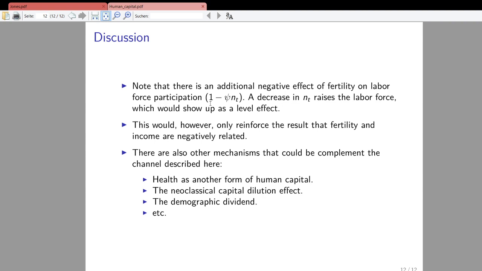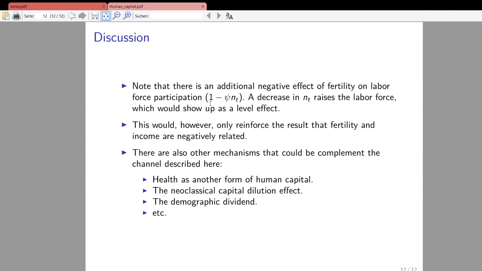For example, if health were another form of human capital, then we might also have quality-quantity effects with respect to health of children. Then we would have the neoclassical capital dilution effect on top of the effects that we presented here in this chapter. And we could also have effects of the population structure, the so-called demographic dividend.